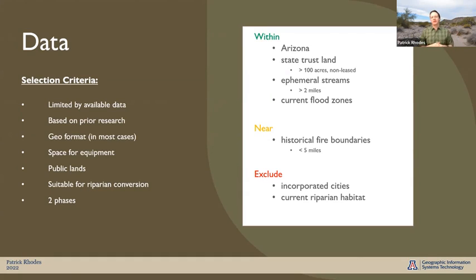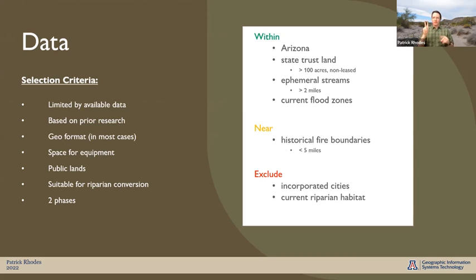The criteria in orange there, historical fire boundaries, I used that for this project, but the reason it's in orange is because we're going to learn that that's not actually an important consideration, and I'll talk about that later. I excluded incorporated cities. Don't want to deal with any extra red tape that I wouldn't want to have to, and it also is good for the wildlife. And I excluded current riparian habitat for obvious reasons.